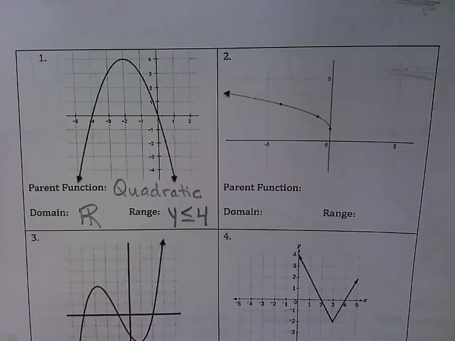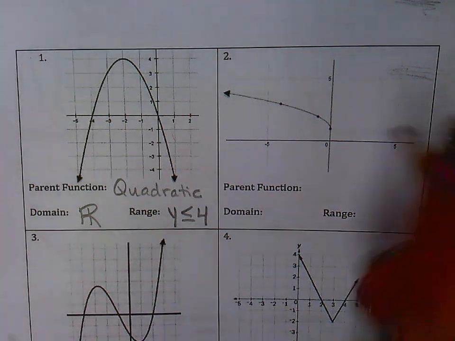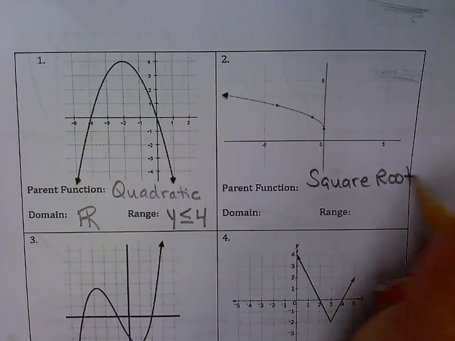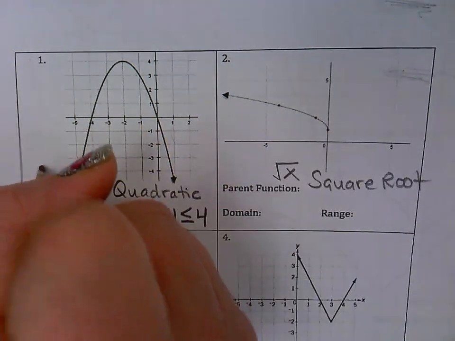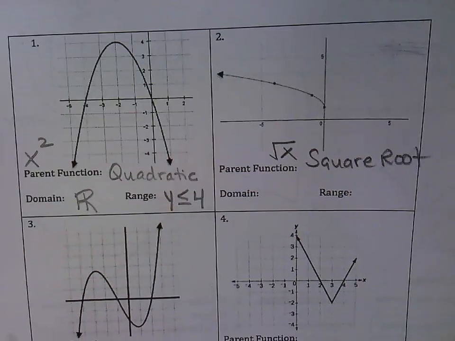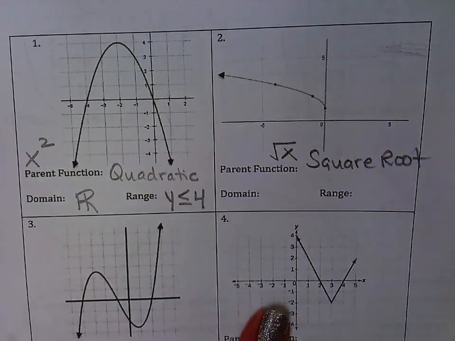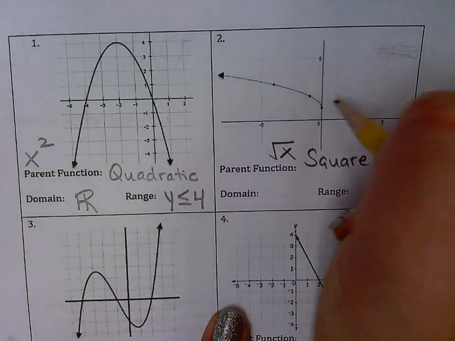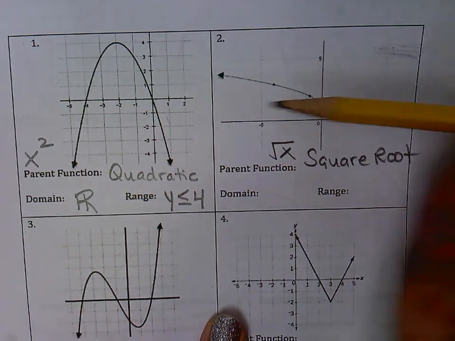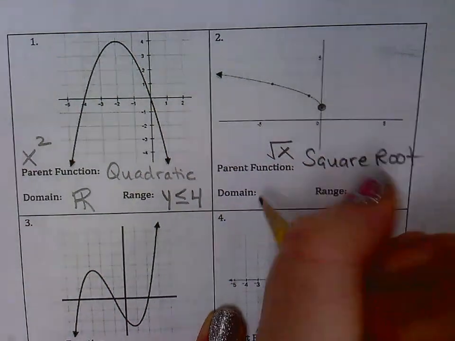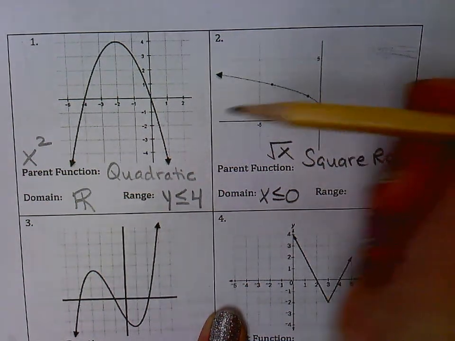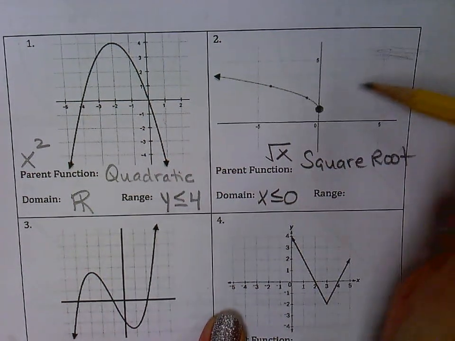The parent function on number 2 is a square root function. Did you guys write the name or did you write the actual function? Square root is that function. X squared is that function. So this is a square root graph. Domain. This is kind of like a ray if it was a line. It starts here and it's going forever to the left. So my x values are less than or equal to 0. They're only going to the left. I can't get over to the first quadrant.